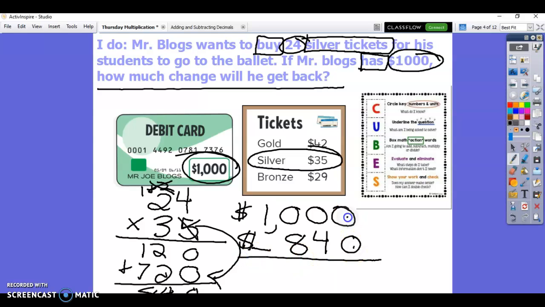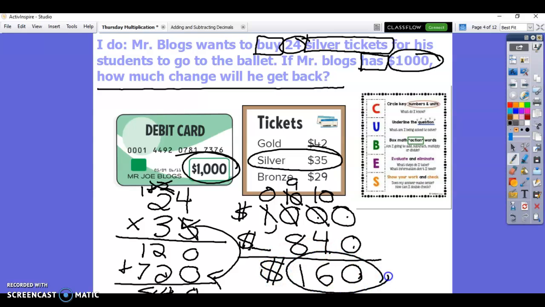So you can't take 0 from 0. That is 0. I can't take 4 from 0. I can't borrow from here, so I have to go all the way to my thousands place, take 1 away. The hundreds becomes a 10. We're going to borrow from that. It becomes 9. This becomes a 10. 10 minus 4 is 6. 9 minus 8 is 1. And Mr. Bloggs will get $160 back.